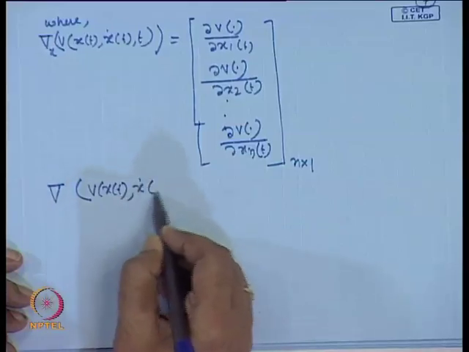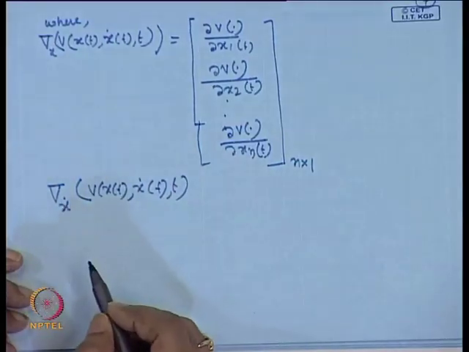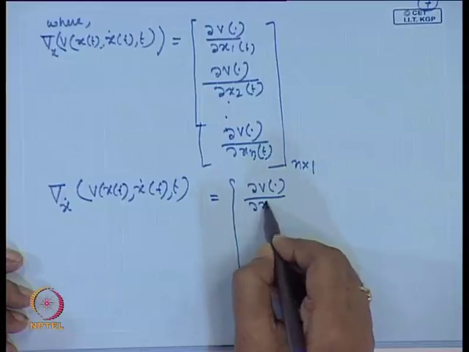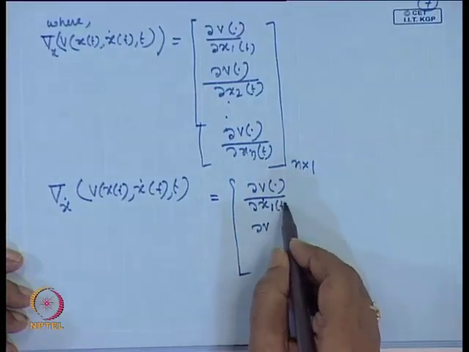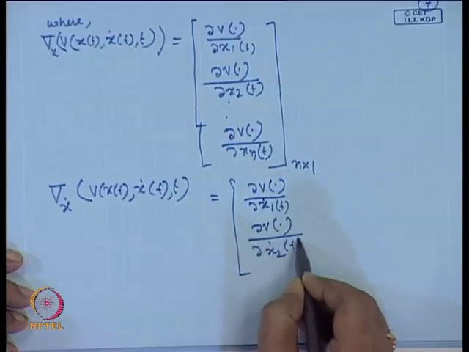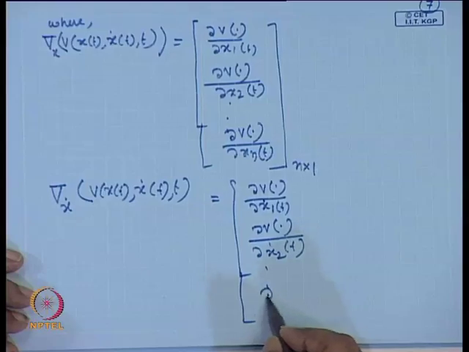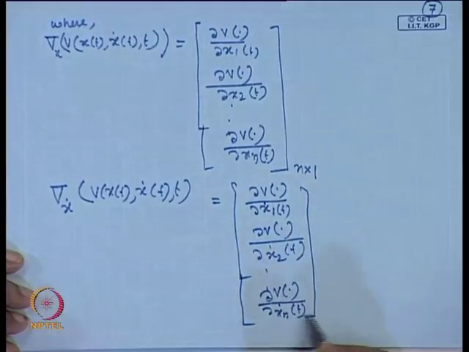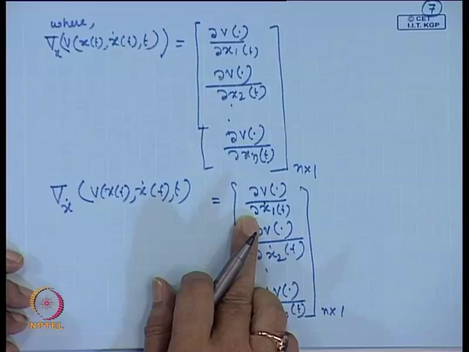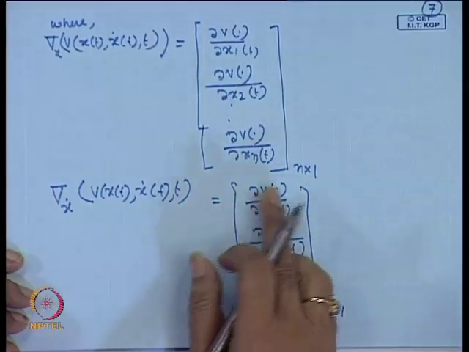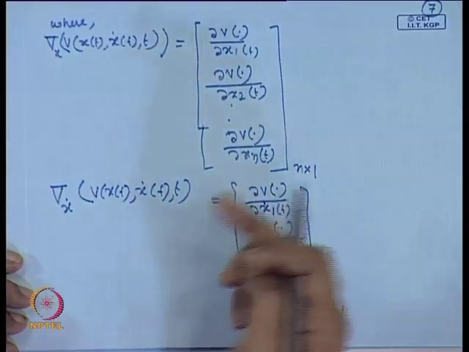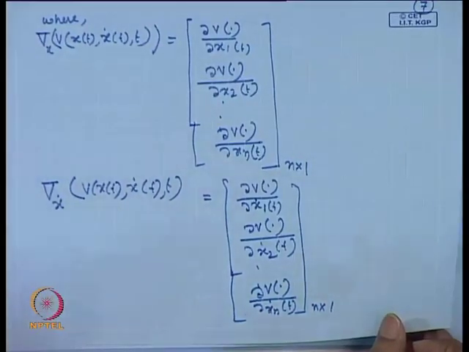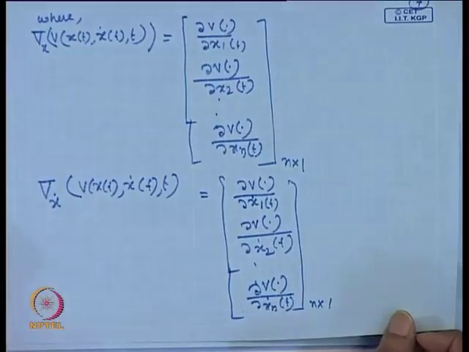Then the gradient of v with respect to x dot, what will you write? Same thing: del v del x 1 dot, del v del x 2 dot, and so on, last will be del v del x n dot of t, and again the dimension is there. And this quantity, if you differentiate, is a function of x 1 dot, then again you differentiate x 2 double dot. So, for the whole Euler's expression for each variable, you will get a second order differential equation. We have n such differential equations, so we will get twice n differential equations.